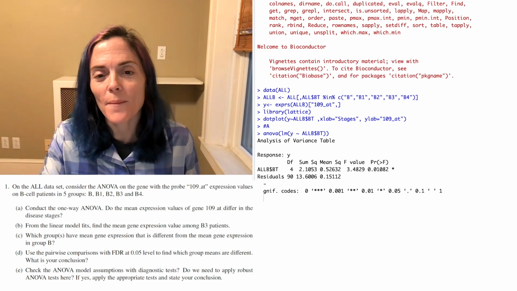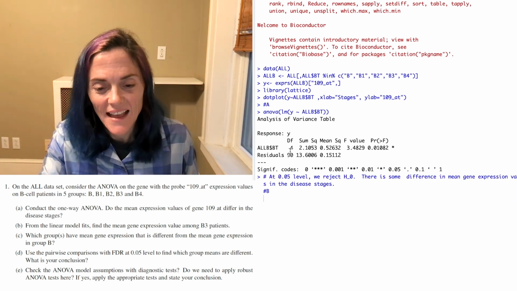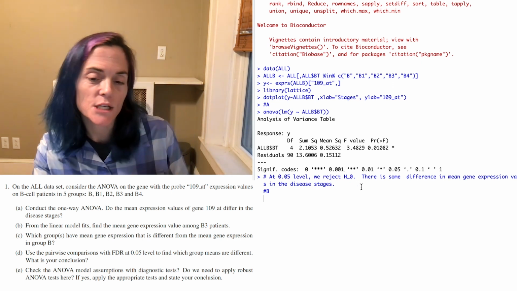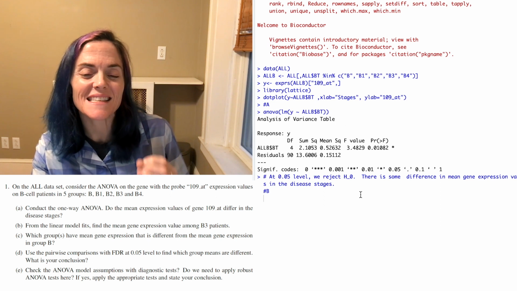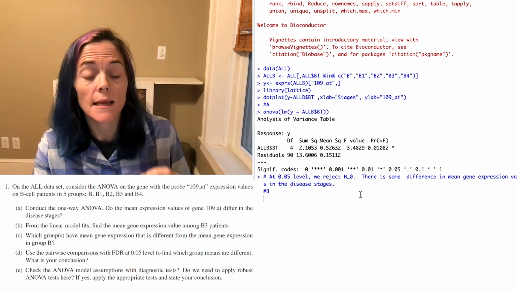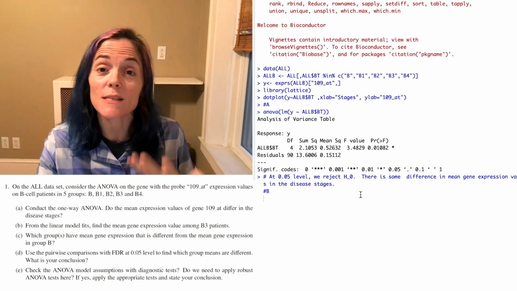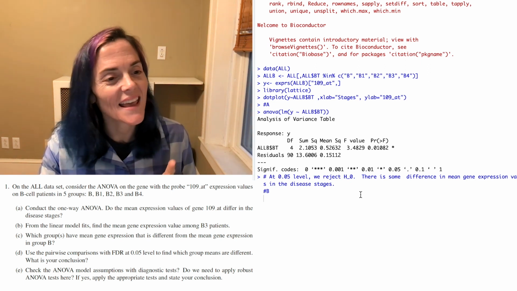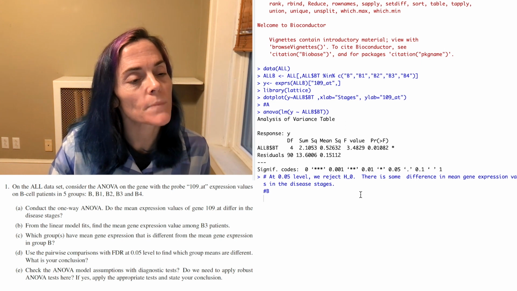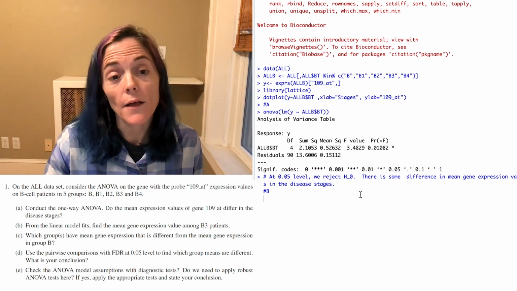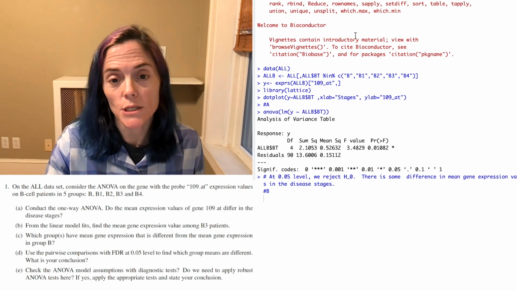So maybe I will comment this. At the alpha equals 0.05 level, we reject H0. There is some difference in mean gene expression values in the disease stages, but the ANOVA alone, as we know, won't tell us where the difference is. Okay, letter B. From the linear model fits, find the mean gene expression value among the B3 patients.